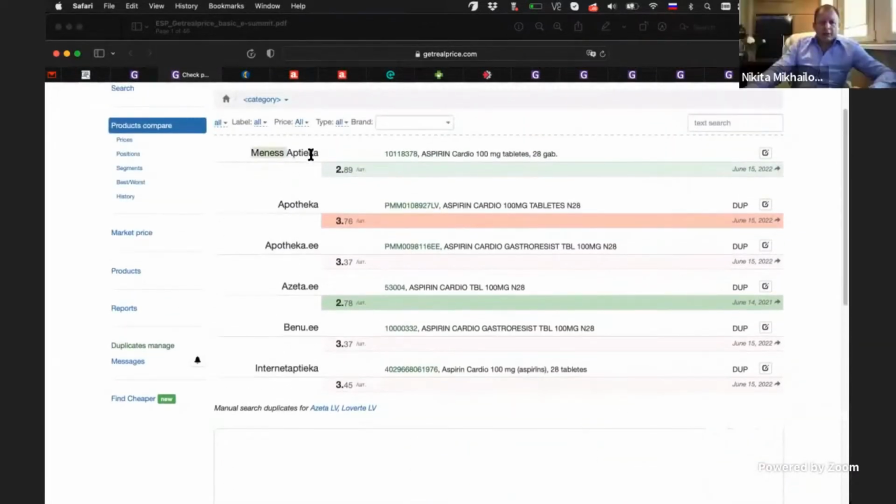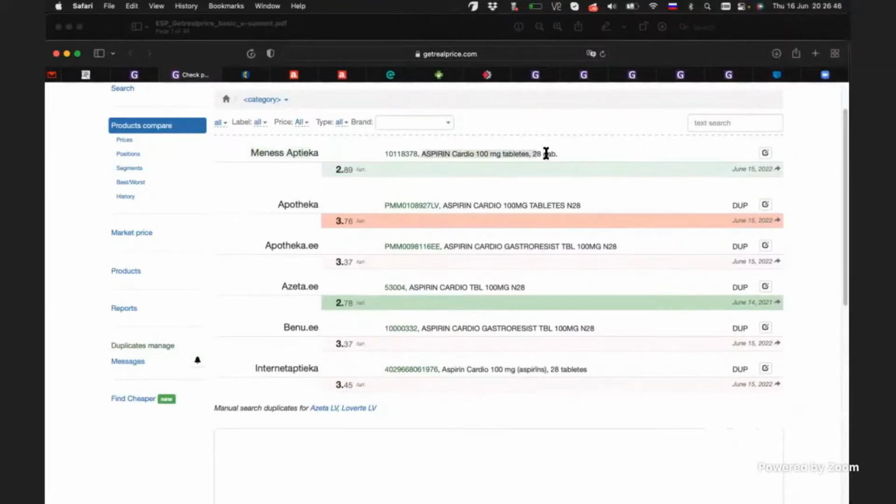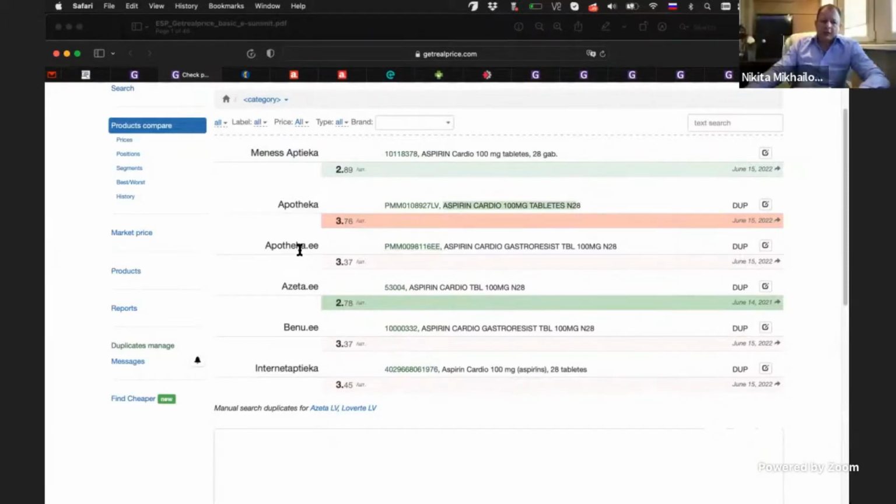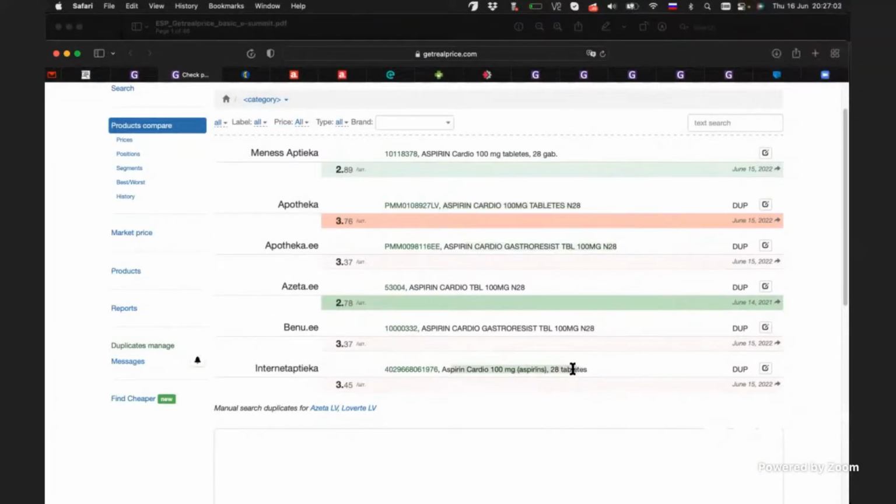You can see here the names of the web shops. A la izquierda vemos los nombres de las tiendas en línea y a la derecha los nombres del producto. The names of the products can be in different languages. For example, this is Estonian, this is Latvian. Como verán, también pueden estar en diferentes idiomas. Hay uno que está en estonio, otro que está en latvio.